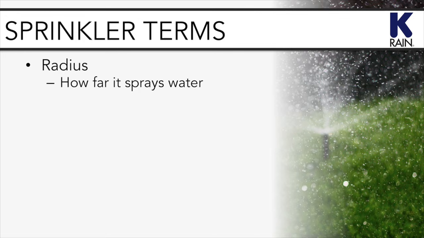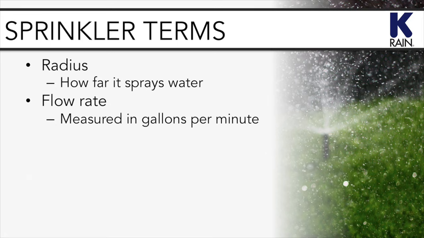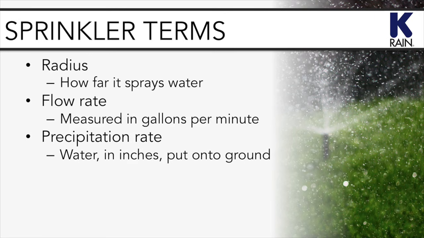Radius. The radius of a sprinkler head tells you how far it sprays water. The longer the radius, the bigger the circle the sprinkler head covers. Flow rate. The flow rate is measured in gallons per minute, which is critical for determining how many sprinkler heads can run on a single zone. Precipitation rate. The precipitation rate is measured in inches per hour, and it tells you how many inches of water the sprinkler head will put onto the ground in an hour.